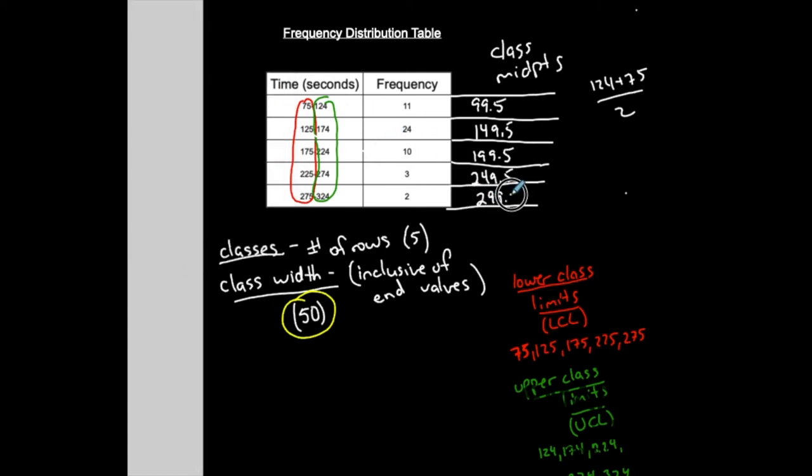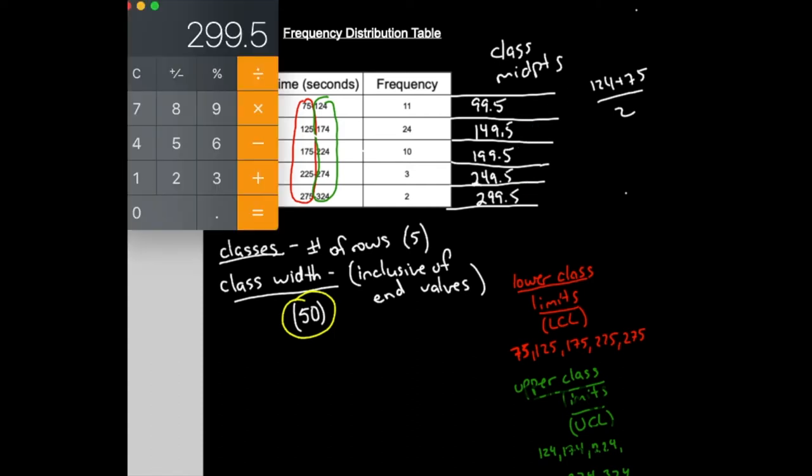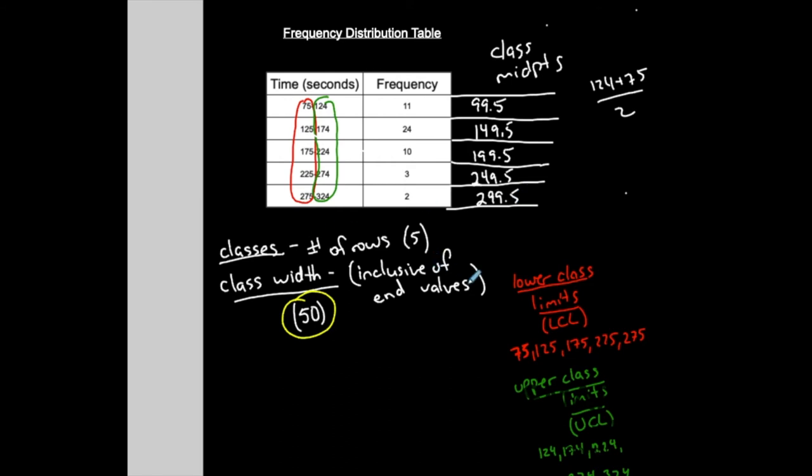And what I like to do sometimes is find the first class midpoint by doing this, and then add the class width to each of those to get to the next class midpoint. And then verify at the end, so 324 plus 275, verify that the last class midpoint is what it's supposed to be by doing it the old school way. So class midpoints are the values in the middle of each class.